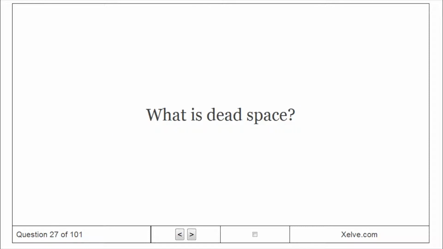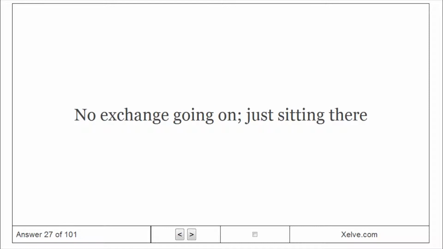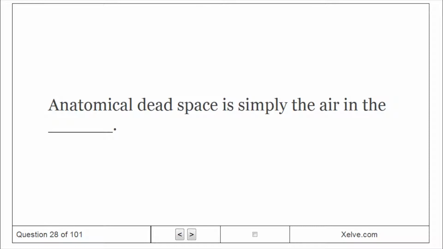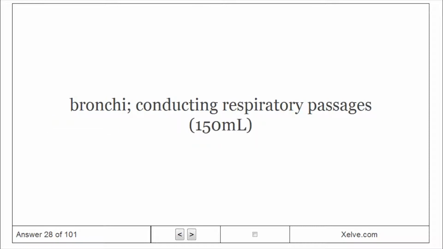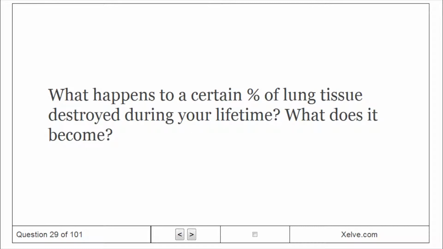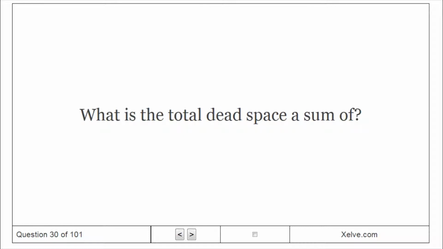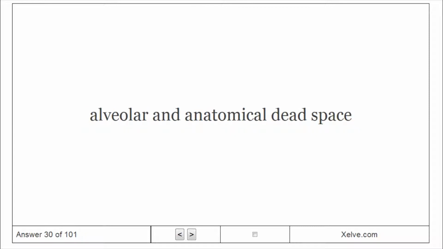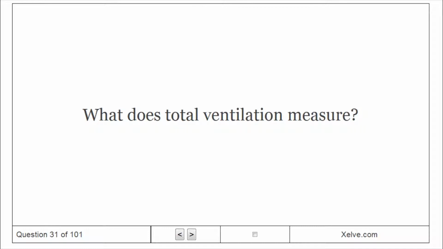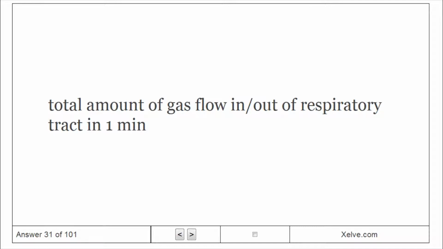What is dead space? No exchange going on, just sitting there. Anatomical dead space is simply the air in the blank. Bronchi, conducting respiratory passages. What happens to a certain percent of lung tissue destroyed during your lifetime? What does it become? Alveolar dead space. What is the total dead space a sum of? Alveolar and anatomical dead space. What does total ventilation measure? Total amount of gas flow in and out of the respiratory tract in 1 minute.